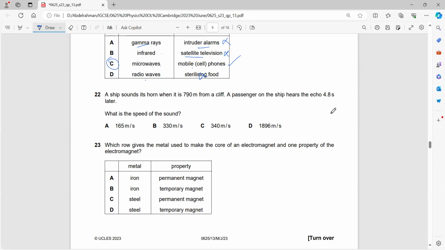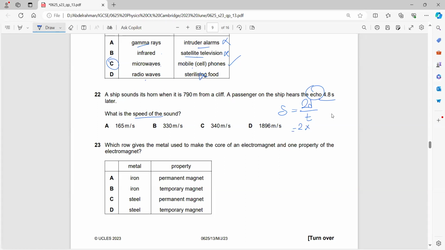A ship sounds its horn when it's 790 meters from a cliff. A passenger on the ship hears an echo 4.8 seconds later. What's the speed of sound? How can I find the speed of sound in an echo? Speed equals 2 distance over time, not just distance over time. It has to be 2 distance over time.